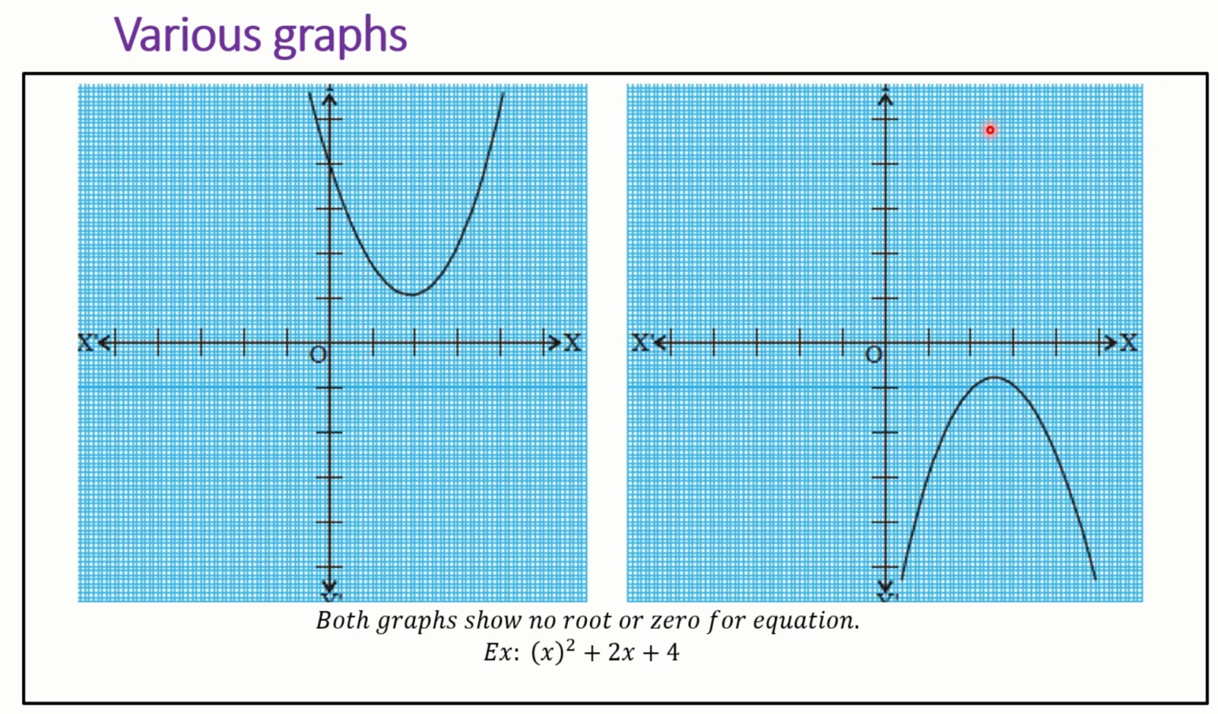Now these graphs, these parabolas, are not touching the x-axis, which means whatever the equation is, one example is given here, x square plus 2x plus 4, it will not have a zero. There is no zero. Whatever value of x you take, you always get more than 0. The y value is always more than 0. So it will never touch the x-axis, which means there are some quadratic equations which don't have zeros.